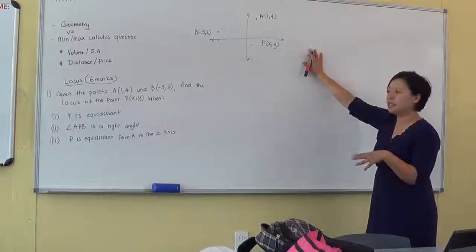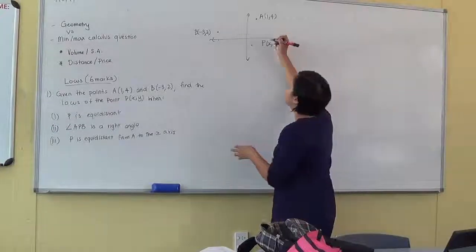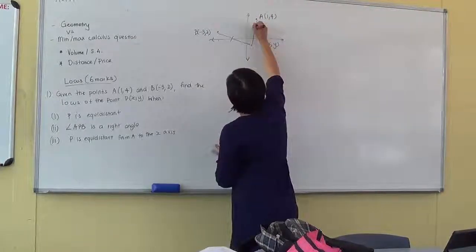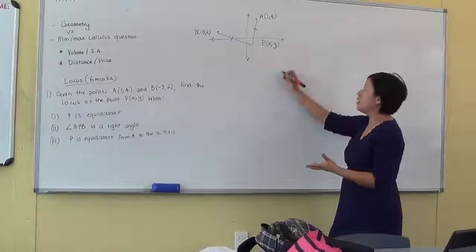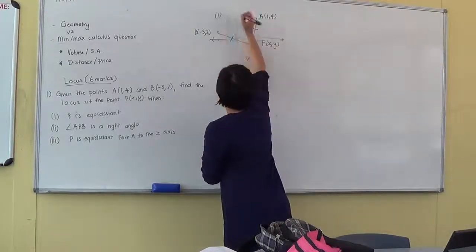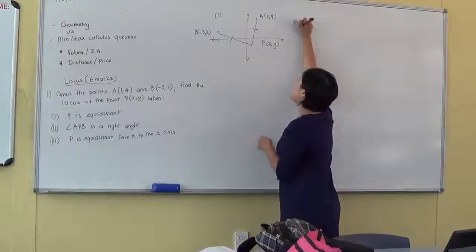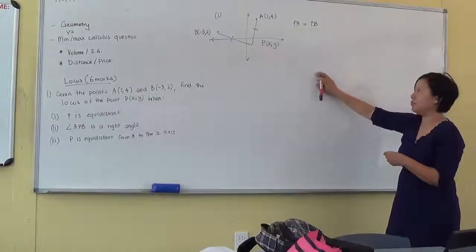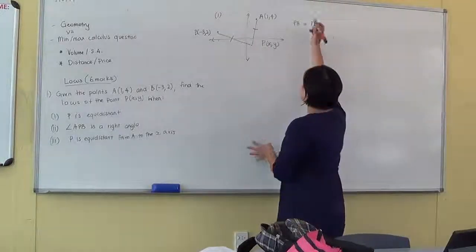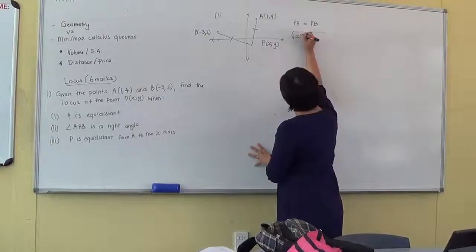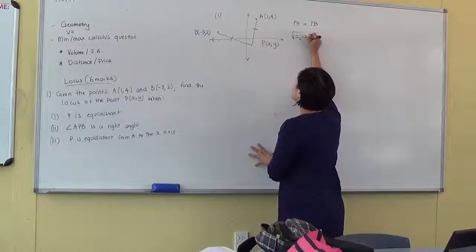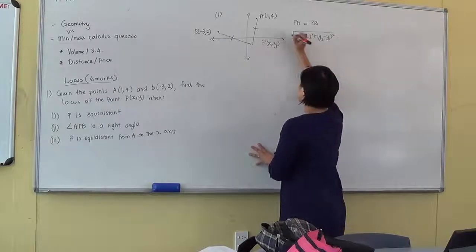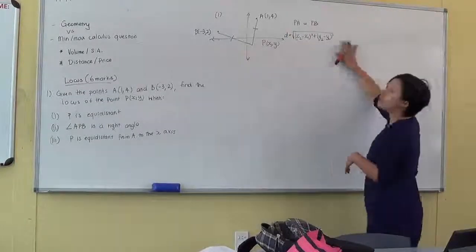And we want to find the locus, or the path P takes, so that its distance from A and its distance from B are always the same. That's what equidistant means, the two distances are the same. So what we want to prove, using algebra, is that PA is equal to PB. That's what we want to show to find the locus. So remember, we use the distance rule: x2 minus x1 all squared plus y2 minus y1 all squared. And that's our distance rule.